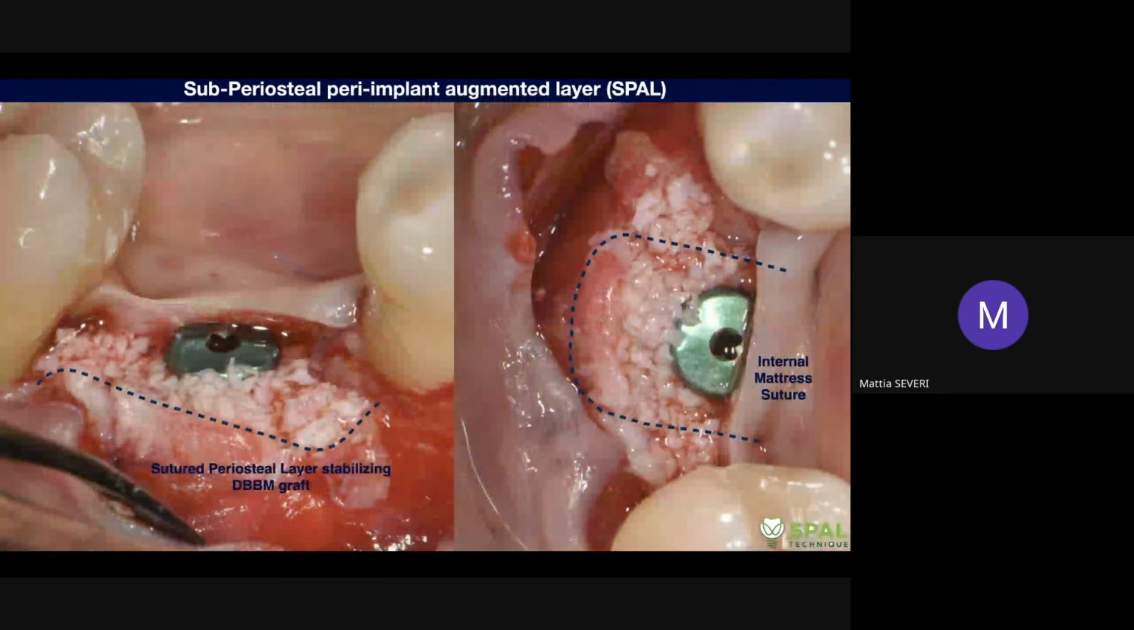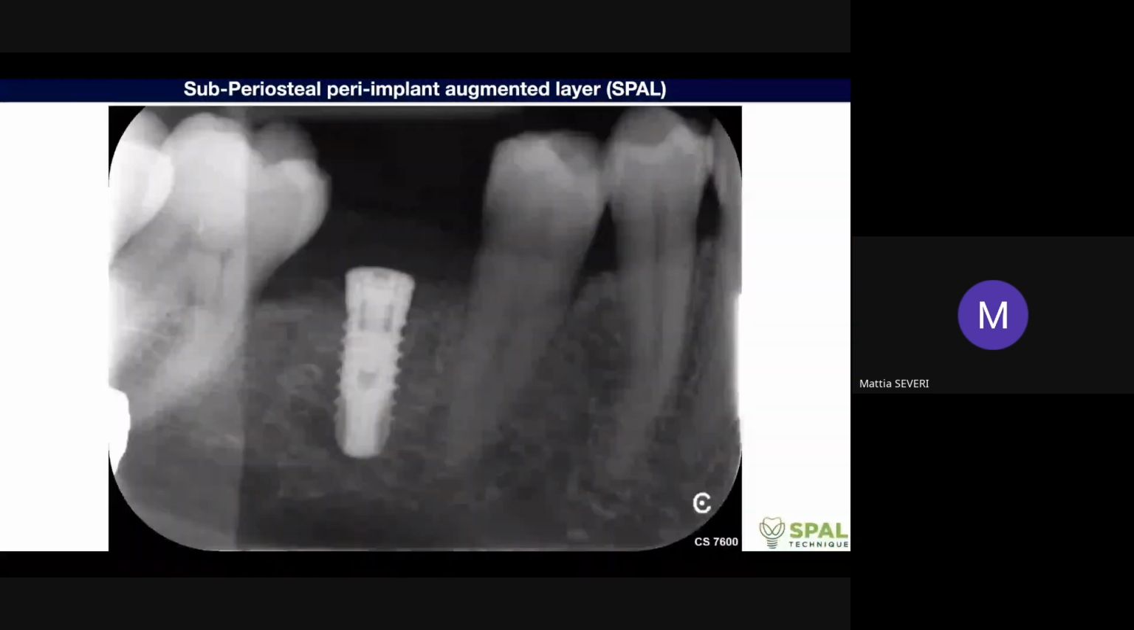Then you can see the periosteal pouch is grafted, and the graft has to go coronally, at least including even the polished collar. We have to overcorrect both in height and in thickness. And then you can see the internal matrix suture that runs around the implant and stabilizes the periosteal layer in its most coronal position in order to compress the graft where we want to maintain it. And if we have performed every step as we have to, the primary intention closure is obtained.